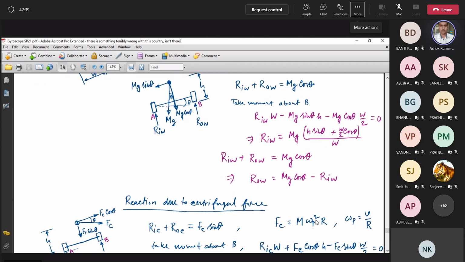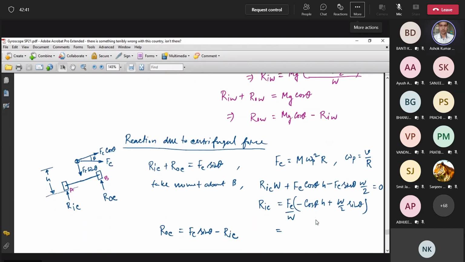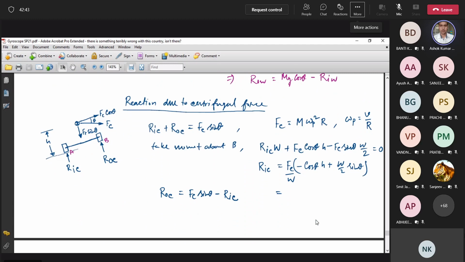Now let us go to the next part, that is reaction due to centrifugal force. Here again we have drawn the figure. These are the two wheels, this is the axle, and this is the center of mass. At the center of mass, the centrifugal force is acting this way. This is the horizontal centrifugal force, and we have drawn the components of that centrifugal force.